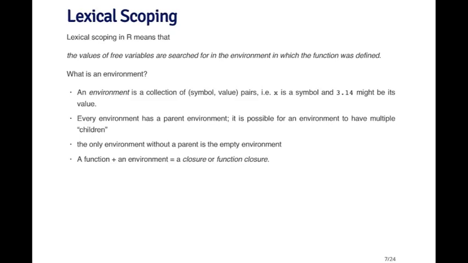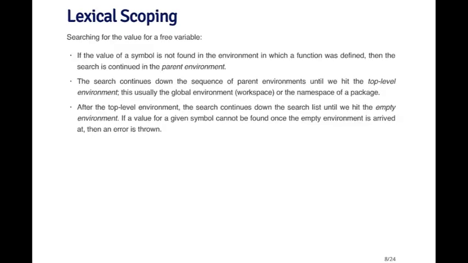The key thing in R is that if you take a function and you associate it with an environment, that creates what's called a closure or function closure. These closures are key to a lot of different types of interesting operations in R. So if you're in a function and you encounter a free variable in that function, what happens? The first thing you look for is the environment in which the function was defined. For example, if I defined a function in the global environment, then the global environment is the environment in which the function was defined.